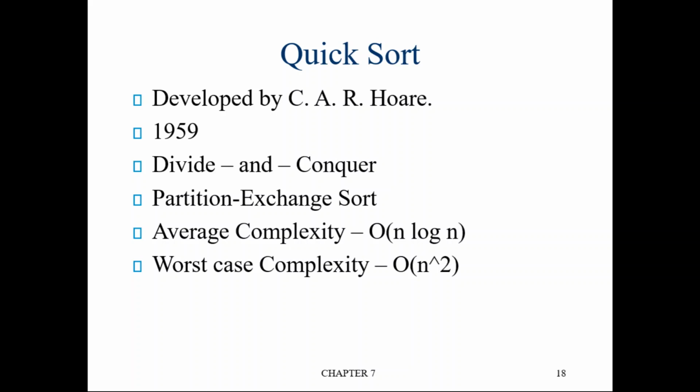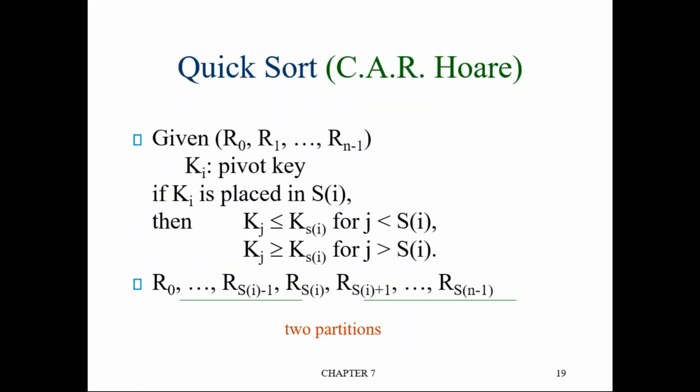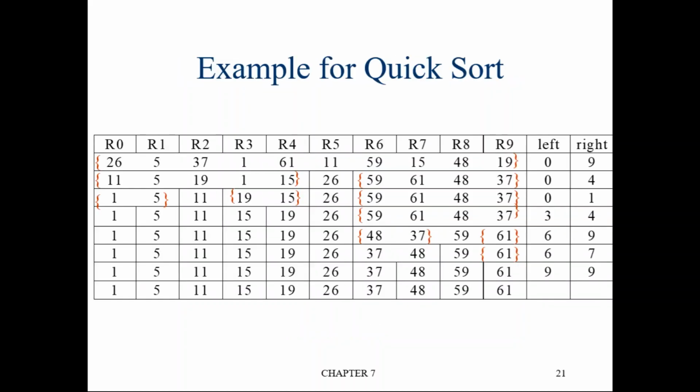The worst case time complexity of quicksort is order of n square, and the best case and average case time complexity of quicksort is order of n log n. Okay, so with this introduction, let us get into the algorithm. Let us see how this algorithm is going to work.